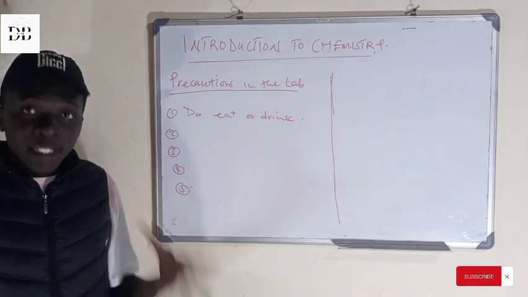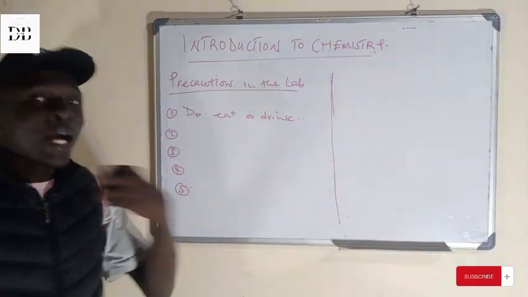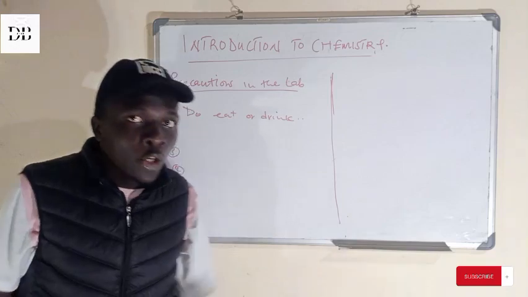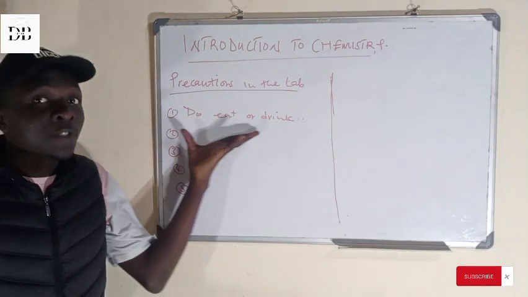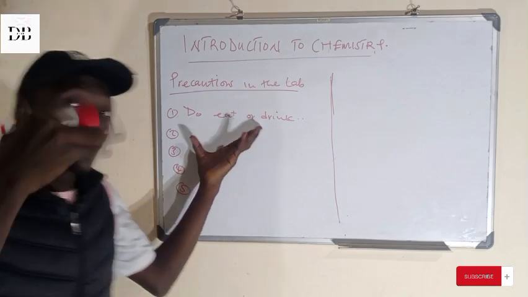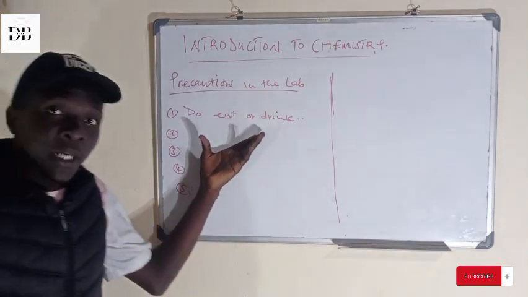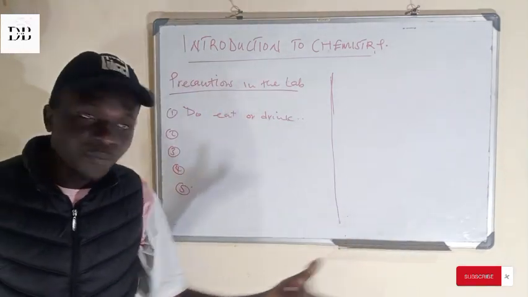Then during an emergency in the lab, you do not run to the exit. You walk calmly to the exit. So that's another safety rule. Walk calmly to the exit during an emergency instead of running.